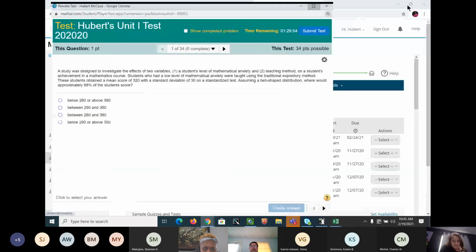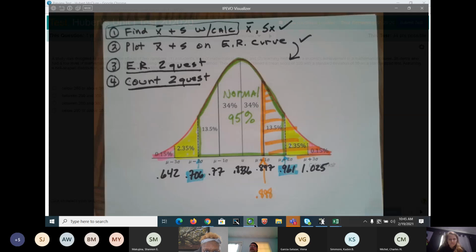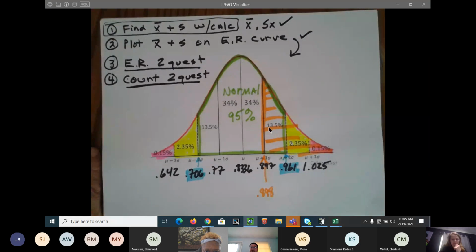Do you notice this says number 1, a study, blah, blah, blah, students' anxiety, blah, blah, blah. These students obtained a mean of 320 and a standard deviation of 30. Where would 68% fall? What is this? Somebody tell me what this is. Is it a mathematical question or is it the empirical rule? It's an empirical rule, isn't it? Thank you, Miss Dennis. Yes.